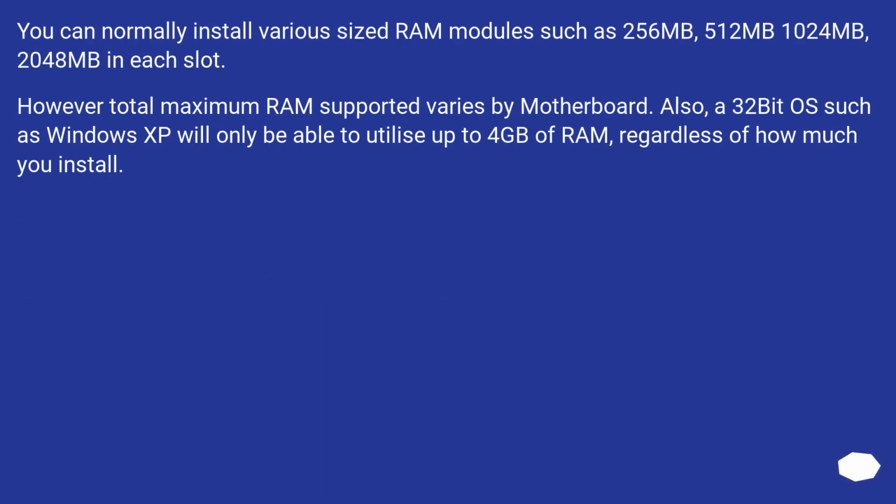You can normally install various sized RAM modules such as 256 MB, 512 MB, 1024 MB, 2048 MB in each slot. However, total maximum RAM supported varies by motherboard. Also, a 32-bit OS such as Windows XP will only be able to utilize up to 4 GB of RAM, regardless of how much you install.